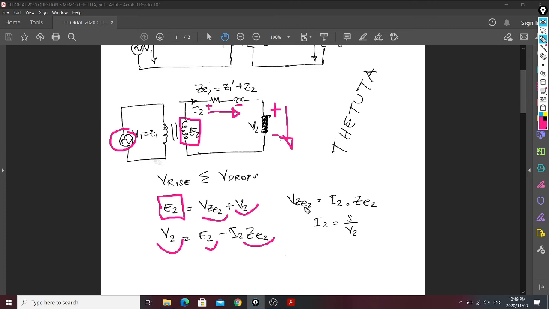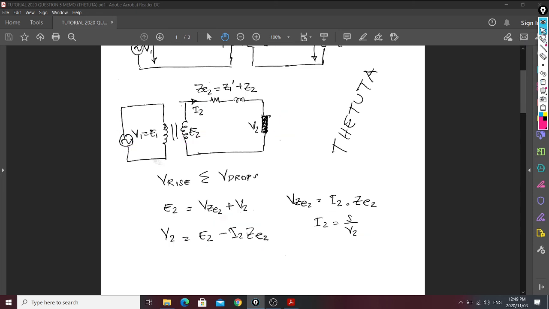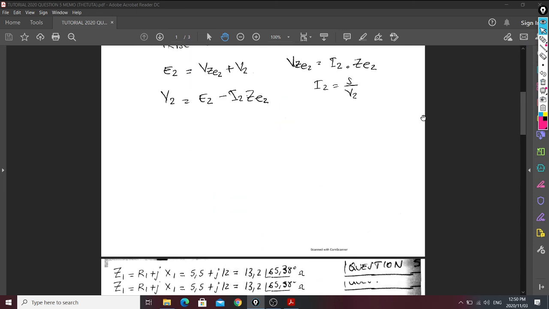But in order for me to calculate this voltage, VZE2 is going to be I2 times ZE2. In order for us to calculate I2, it is going to be the rating, the power of the transformer, divided by V2. Simple and straightforward. So let's go down. This was just a small recall revision.